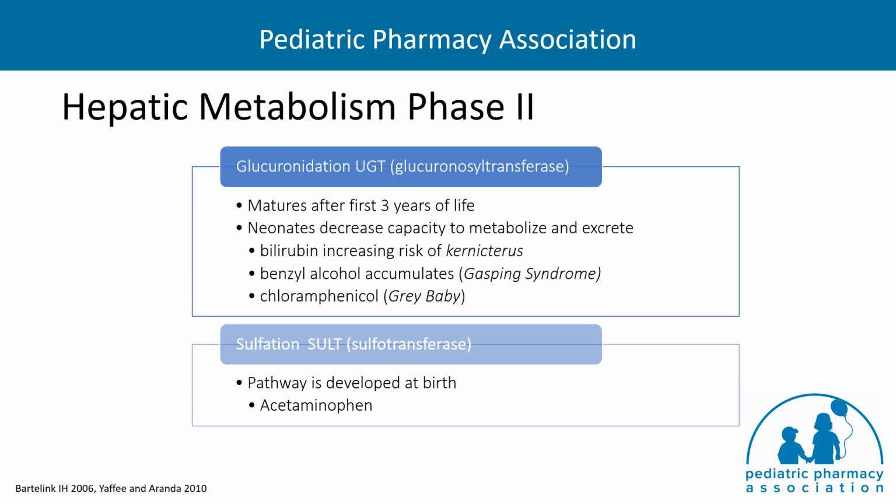The liver's capacity for glucuronidation is not reached until after 3 years of life. This relative deficiency is most noticeable during the neonatal period and is a reason we can see things like kernicterus, gasping syndrome, and gray baby, especially if appropriate measures are not taken to prevent the accumulation of toxins. Another example is the delayed development of alcohol dehydrogenase. This enzyme is not fully functional until after the infant period, so we avoid elixirs during the first year of life.